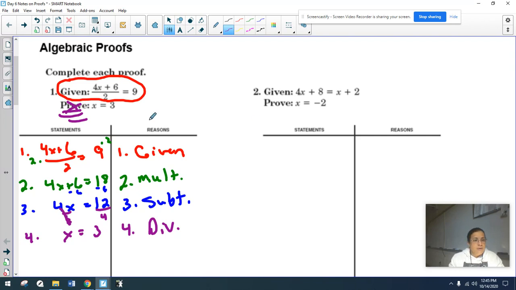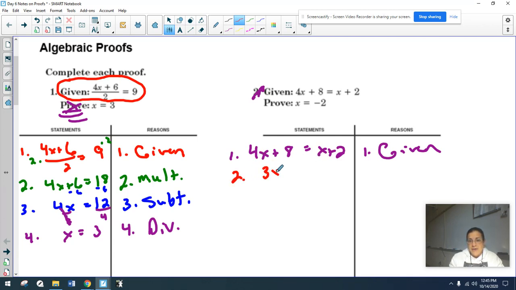Try number 2. So I'm going to start 100% of the time with given. That's always going to be my first statement. Next step is basically you're just working your way to get the answer, just as x equals -2. So I'm just going to work my way down to get the answer. So in step 2, what you can do is just minus x from both sides. So if I minus x from 4x, it's going to give me 3x.